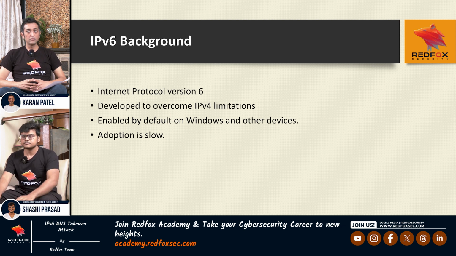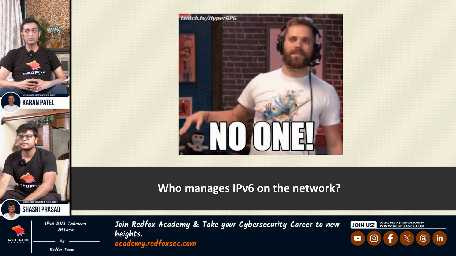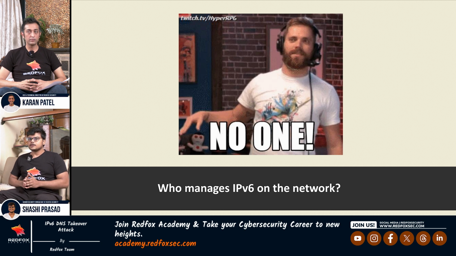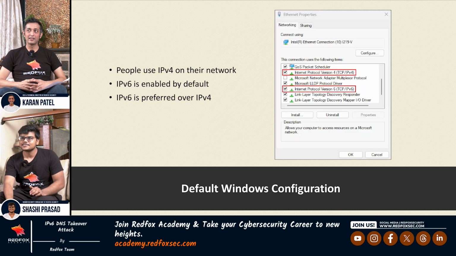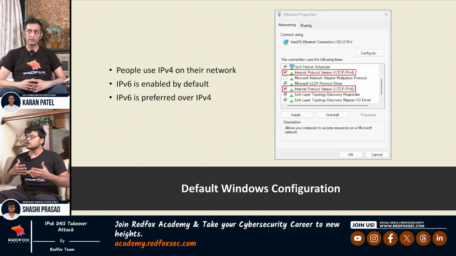So next up, as I said, IPv6 is enabled by default in Windows, but our network administrators are not aware of it. So who is managing IPv6 on the network? As the answer you see, no one. And if we look at the default Windows settings, we see that both IPv4 and IPv6 are enabled. But the thing is, IPv6 is the preferred protocol in Windows. So it takes preference over IPv4 for all communications.